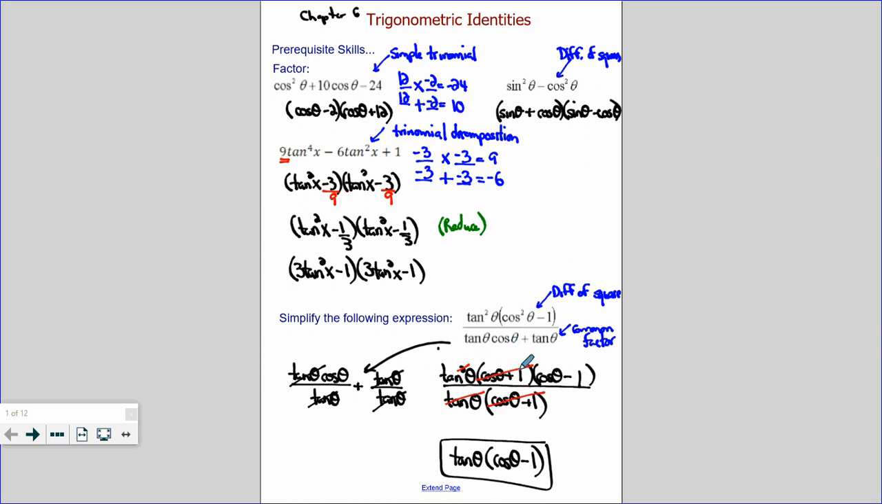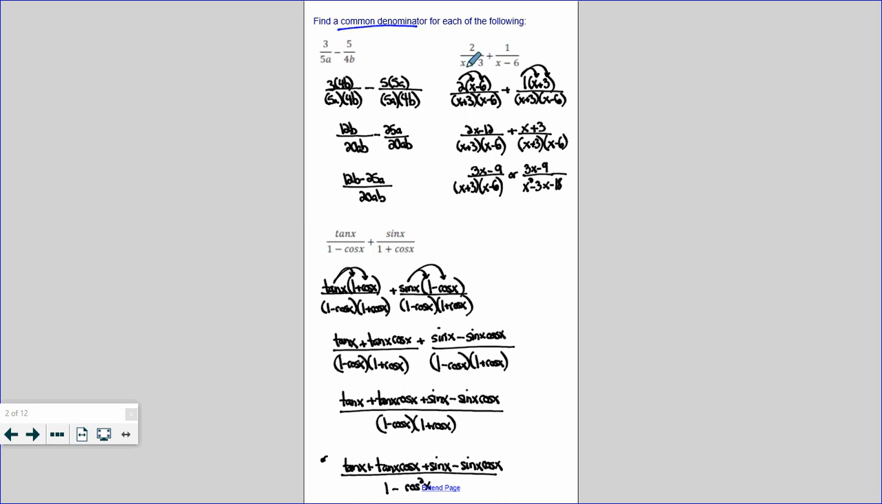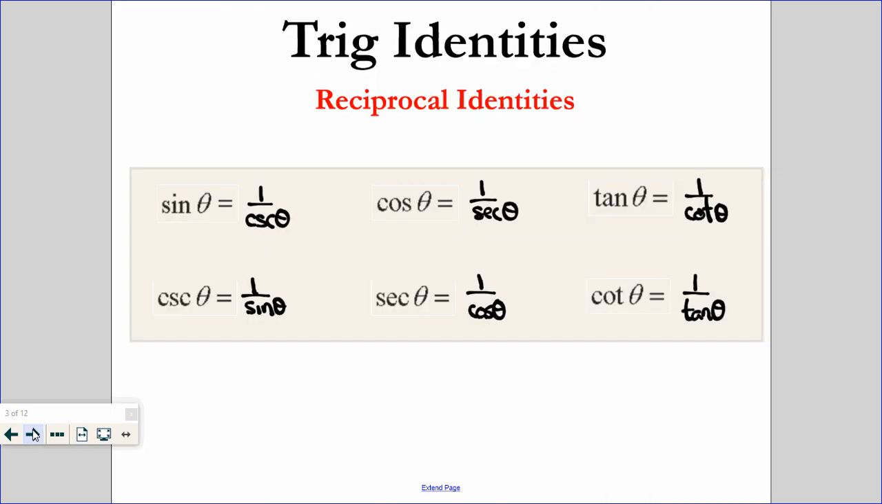And I have a tan squared theta divided by a tangent theta. That would just leave a tangent theta in the numerator. So I have a tangent theta times cosine theta minus 1. You should also know how to add and subtract fractions, or finding common denominators to do that, and then perhaps simplifying as you go through. These are some prerequisite skills that you should already possess. If you have any questions about those, you can fire me a message in the Teams app.